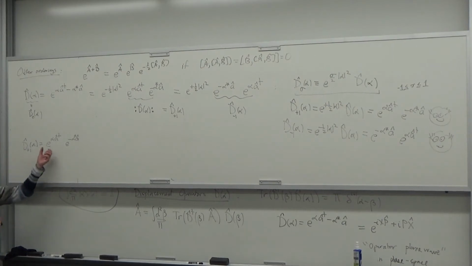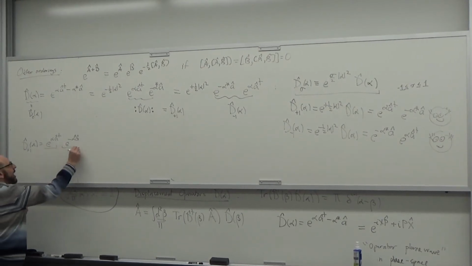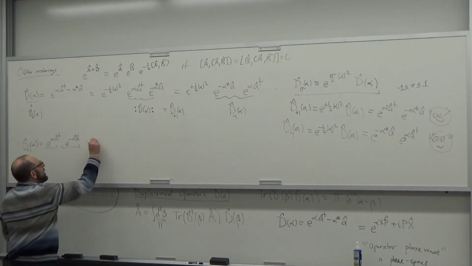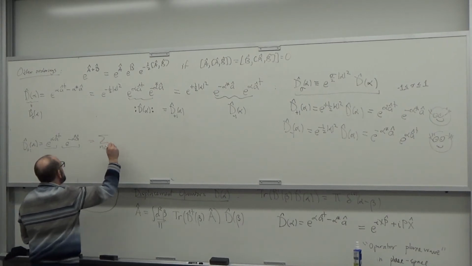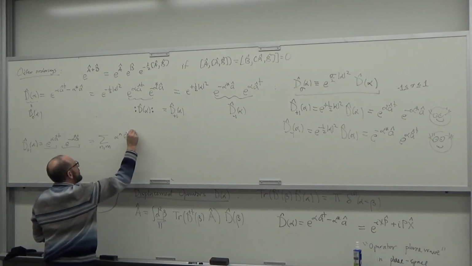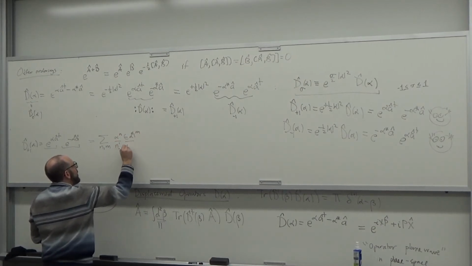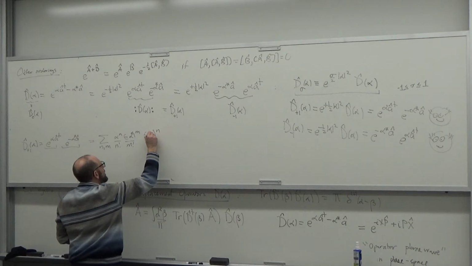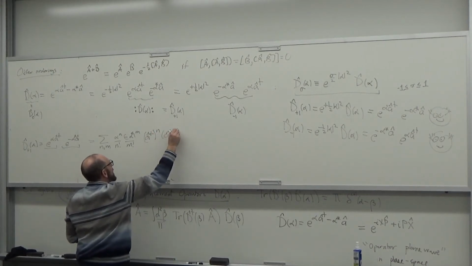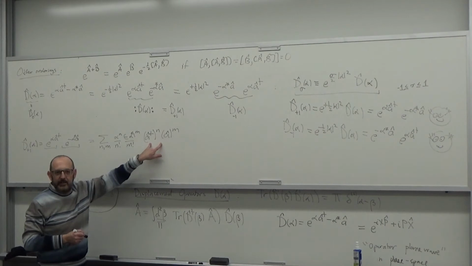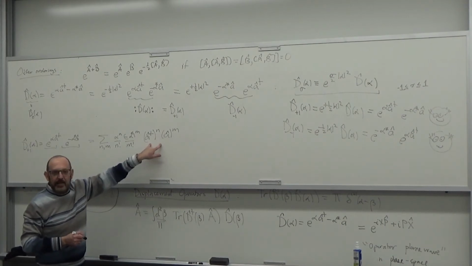But I can now take each one of these guys and write it as a power series and multiply them together. And what I then get is the sum over n and m goes from 0 to infinity, alpha to the n minus alpha star to the m over n factorial over m factorial, a dagger to the n, a to the m. Which is the normally ordered product of a and a dagger.